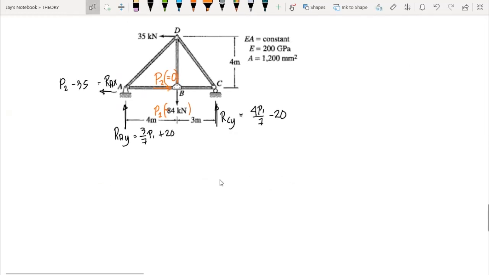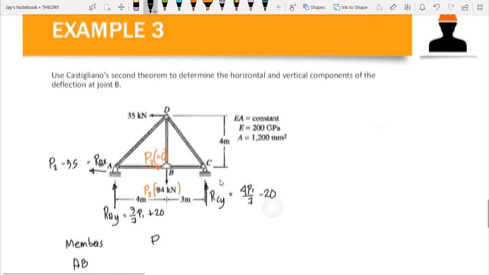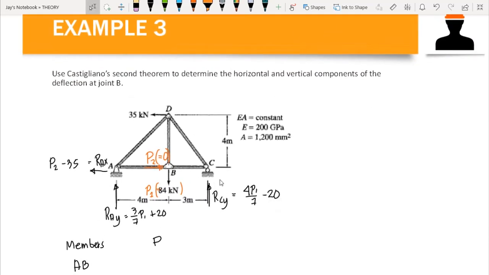So we tabulate our members here. We have 5 members: AB, BC, CD, BD, and AD. So these are the members. And then we determine the actual load P for each member. We can use the joint method.